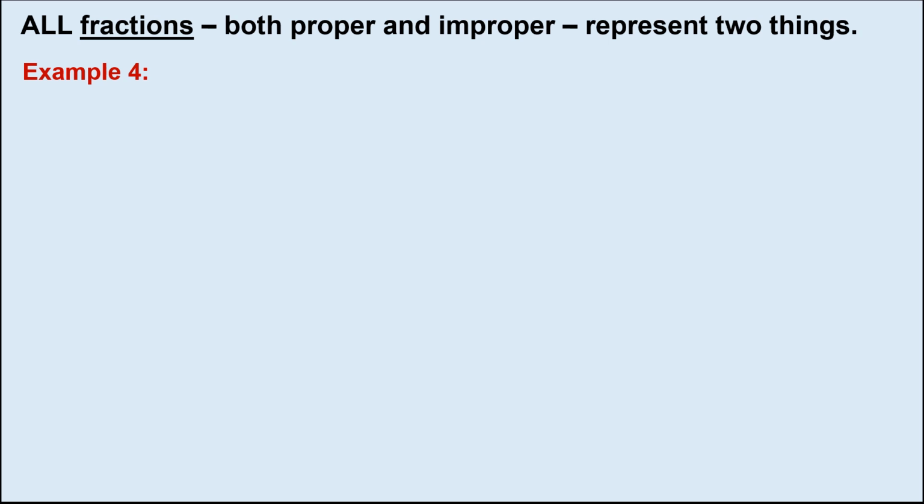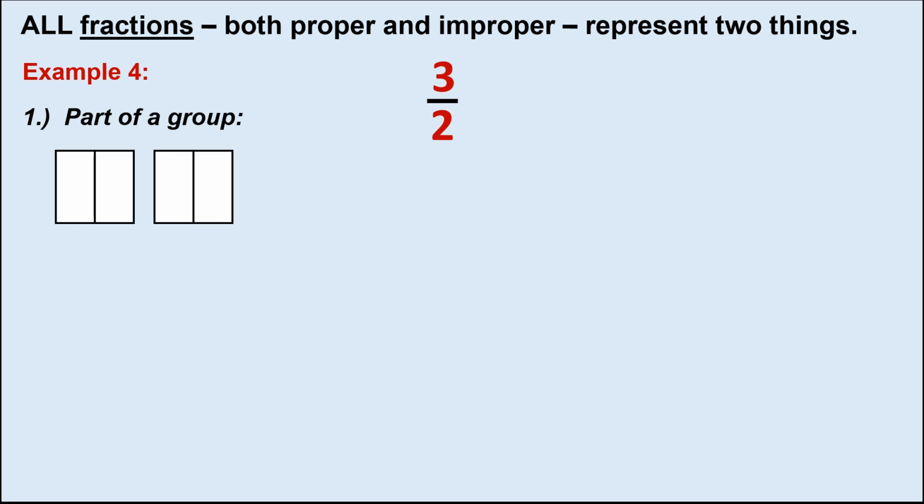Example 4, another improper fraction. Let's choose 3/2. Part of a group meaning? The denominator tells us our fraction is divided into halves, but there are 3 equal parts shaded in the numerator. Our fraction must be greater than 1 whole.